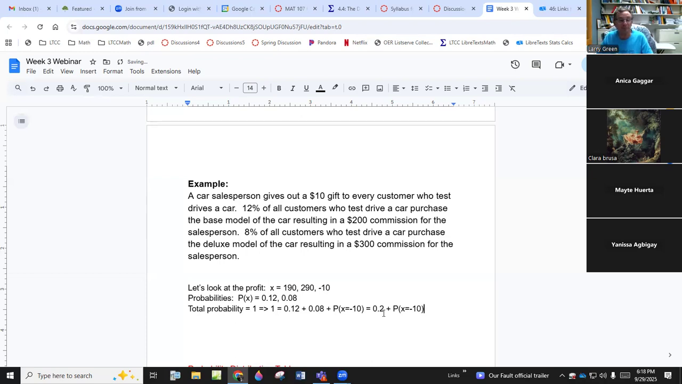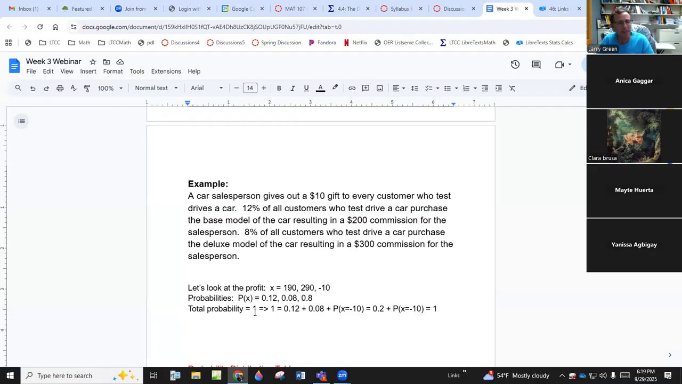Anyone lost on what I just did? And note that that was equal to 1. We'll just put it there again. So now what I do is I subtract 0.2 from both sides. And 1 minus 0.2 is 80% or 0.8. Any questions so far? Was that too fast or are you following? Any questions?